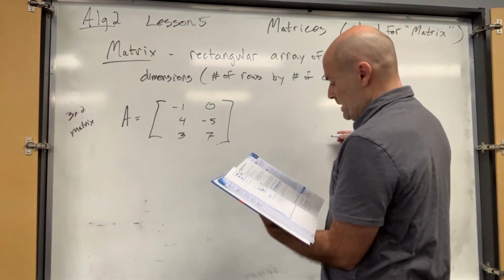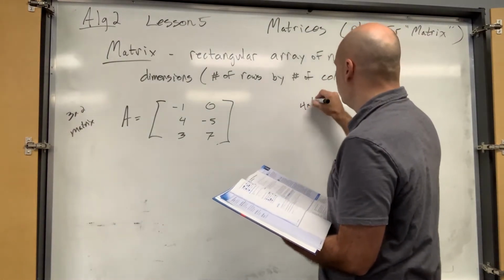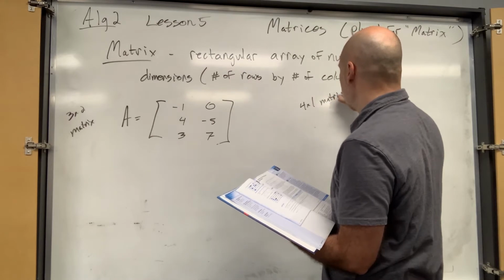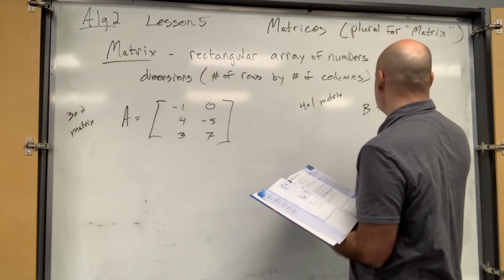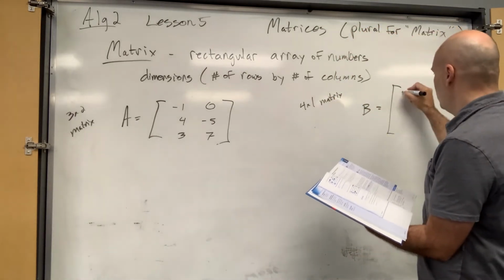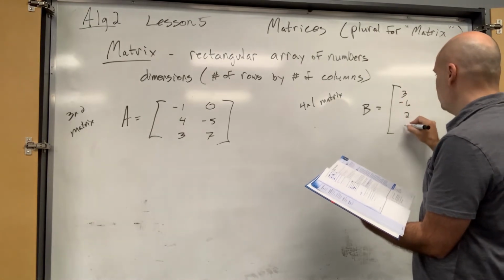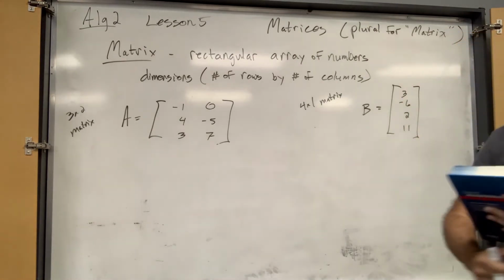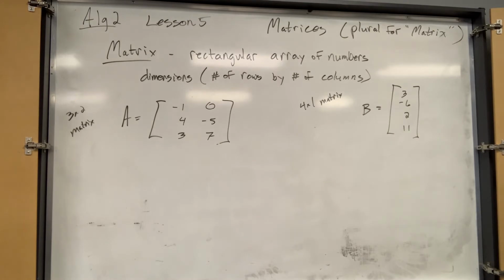Here would be a 4 by 1 matrix. If it was something like this, say B is this matrix: 3, -6, 2, 11. This is a 4 by 1 matrix because there's 4 rows of 1. In A, there's 3 rows of 2.